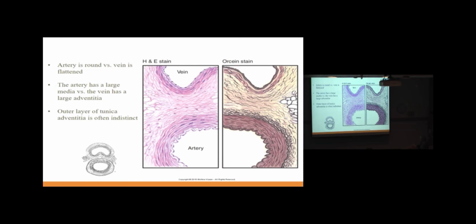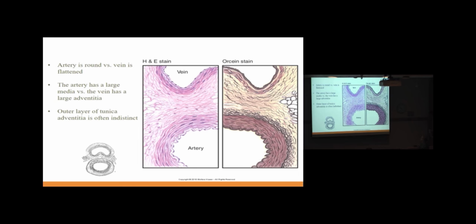Okay, so this is actually a micrograph that has been so heavily augmented with crayons that it just looks like a drawing now. But it still shows you the point that I want to make here. So arteries tend to be round, whereas veins tend to be sort of flattened.